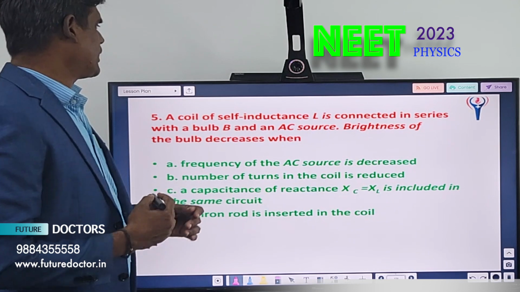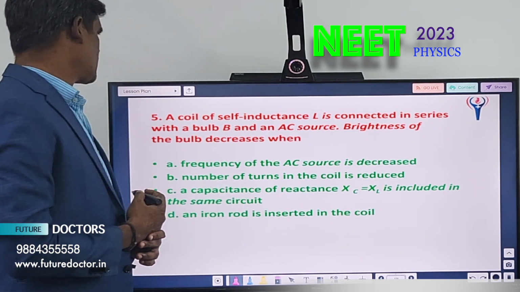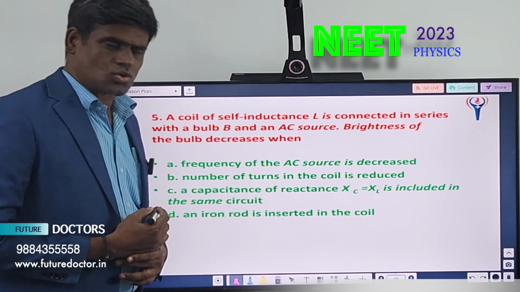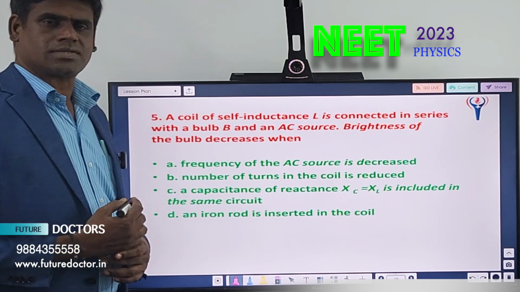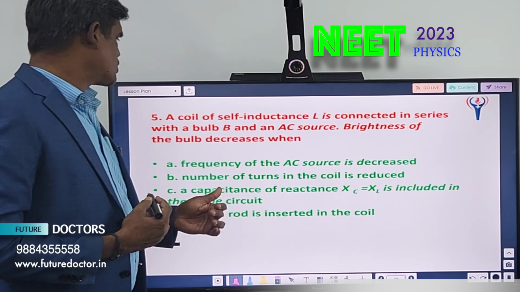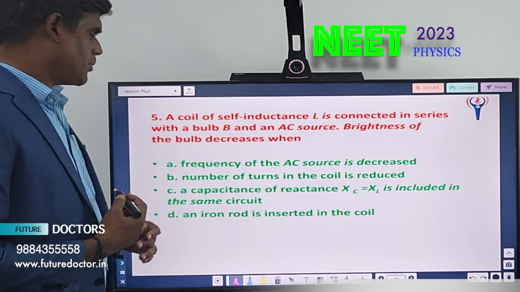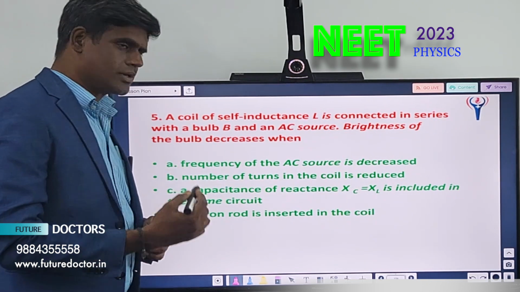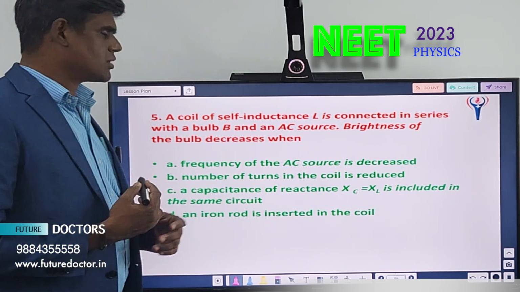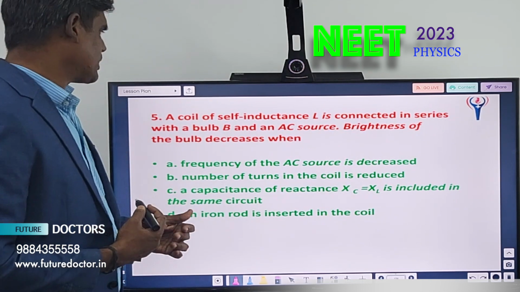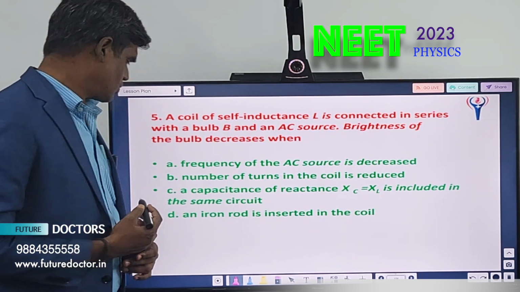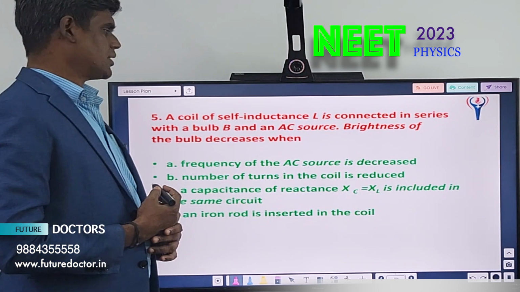A coil of self-inductance L is connected in series with a bulb B and an AC source. Brightness of the bulb decreased when? Option A, frequency of the AC source is decreased. B option, number of turns in the coil is reduced. C option, a capacitance of reactance Xc equal to XL is included in the same circuit. D option, an iron rod is inserted in the coil.